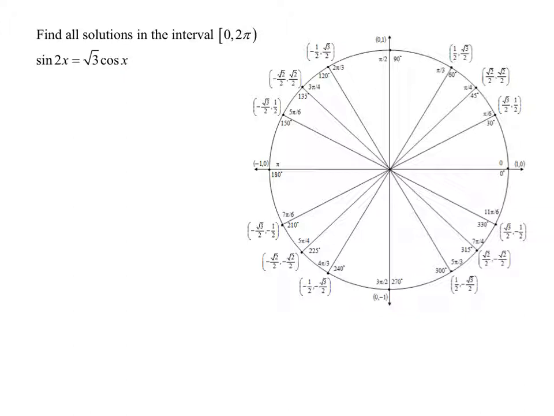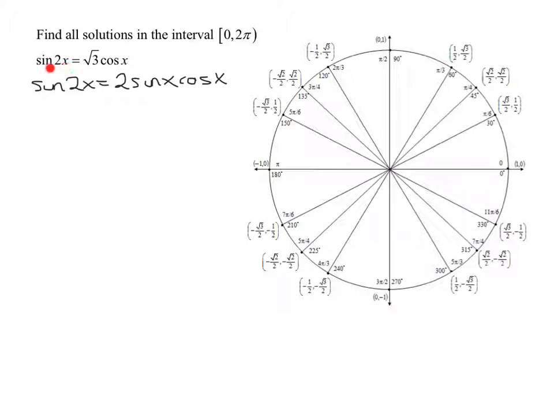So the first thing you have to do is use a double angle formula to rewrite the sine of 2x in terms of trig functions of x alone. So remember, the formula for the sine of 2x is 2 sine x cosine x. Don't be tempted to say the sine of 2x is just 2 sine x. Some students just pull this out, and that is totally wrong. You have to use the formula for the sine of 2x.